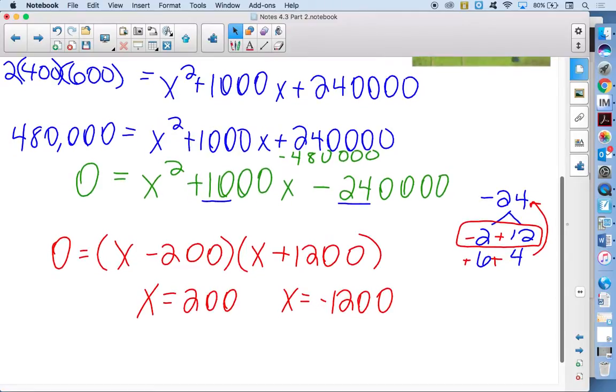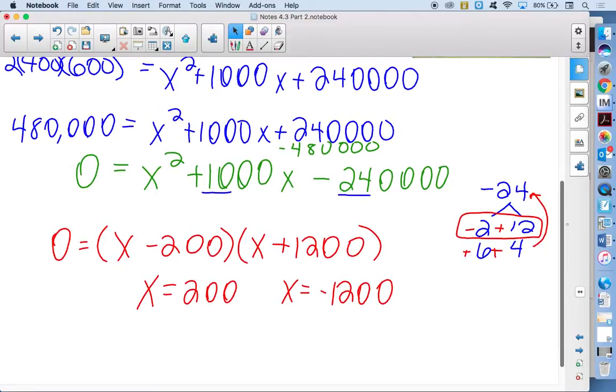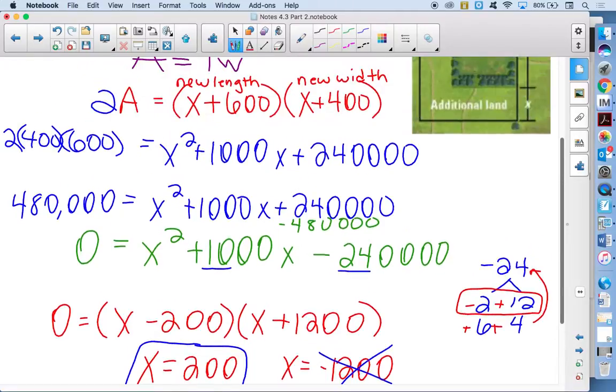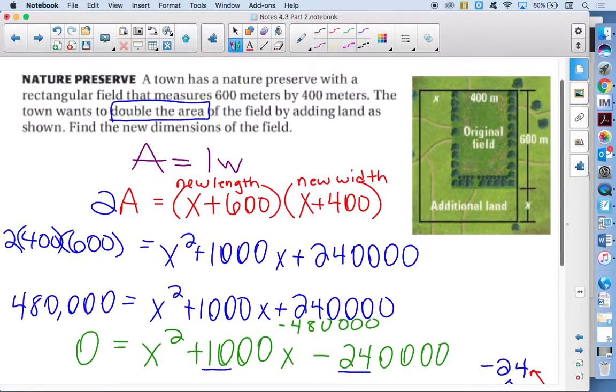So I get 2 x's, but there's only one of them that's the actual solution. Grace, what would you think? Which one is the actual solution? Negative. Yeah. So if we're talking about land, area, space, you can't have a negative amount of land. It doesn't exist. So even though I'm getting 2 answers, the negative 1,200 isn't part of the answer because it's negative.